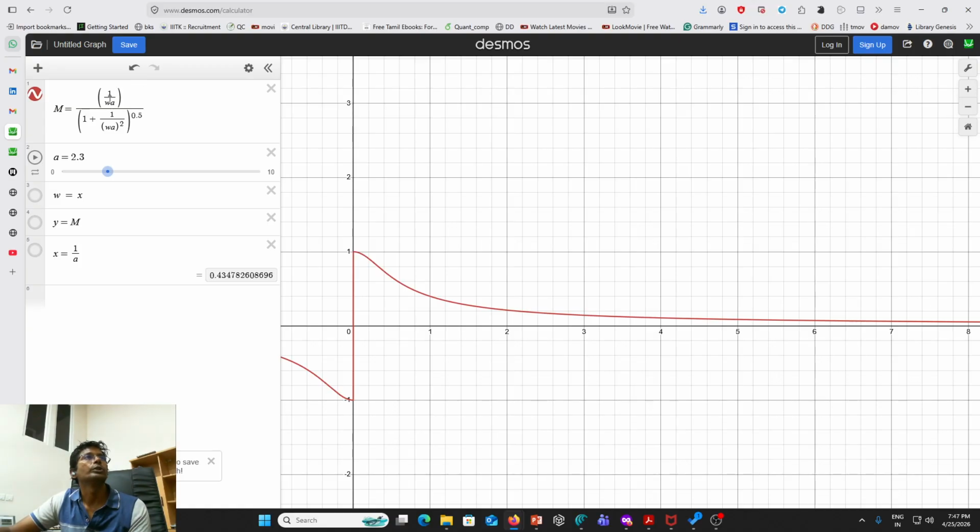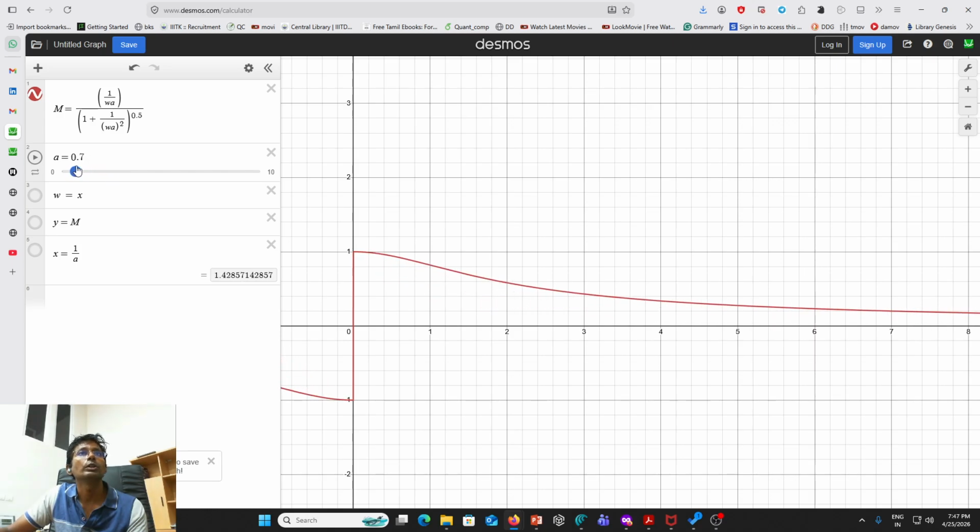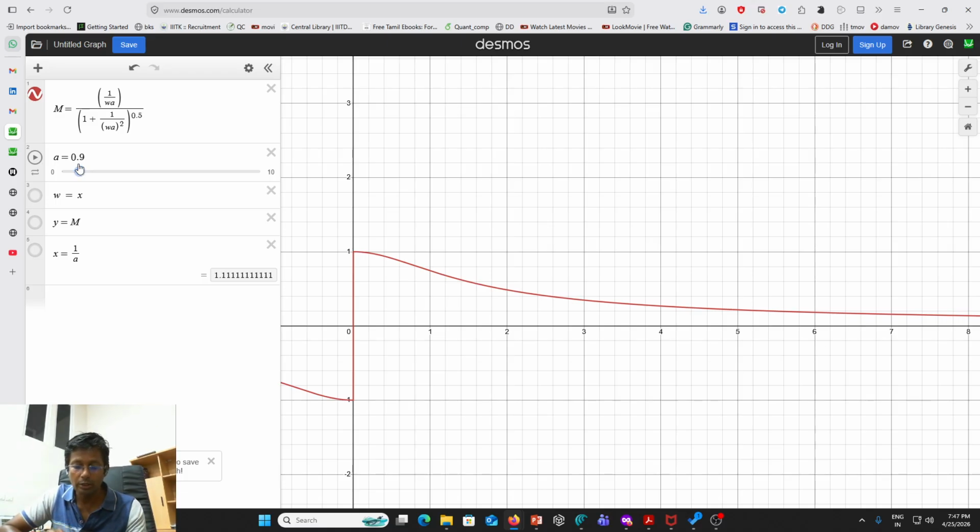So this is the equation I have written. Here the W represents omega, which is given in the x-axis, and the M is the magnification factor, which is given in the y-axis. This A actually represents RC, R into C. Now if you choose some R and some C, the resistor and capacitor, this magnification factor is changing. Choosing R and C for our required filter is a design parameter.